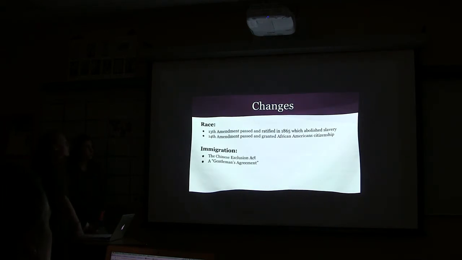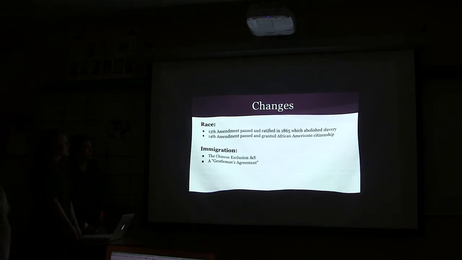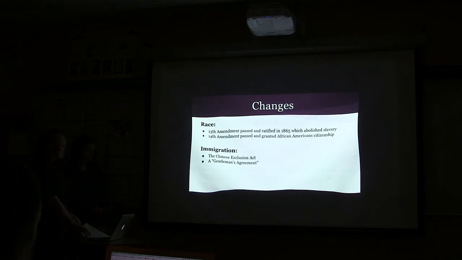So for changes, the 13th Amendment was passed and ratified in 1865, which abolished slavery. So the change is basically that there was no more slavery. And in 1868, the 14th Amendment was passed, granting African American citizenship. And changes for immigration include the Chinese Exclusion Act and the judgment.